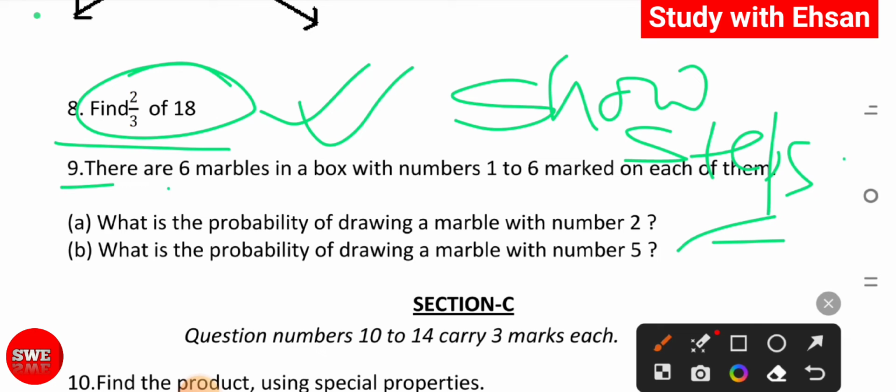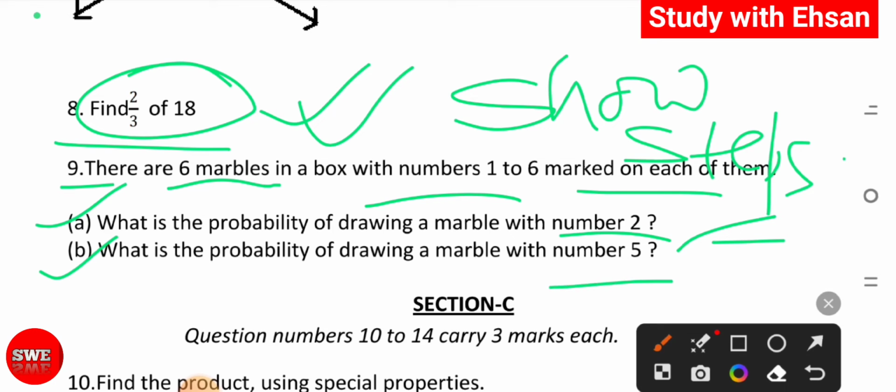Question number 9 is there. There are 6 marbles in a box with numbers 1 to 6 marked on each of them. Then what is the probability of drawing a marble with number 2? And next is, what is the probability of drawing a marble with number 5? Then apply the formula. How do you find the probability of a particular event? In question 9A, finding a marble with number 2, and in 9B, finding a marble with number 5.